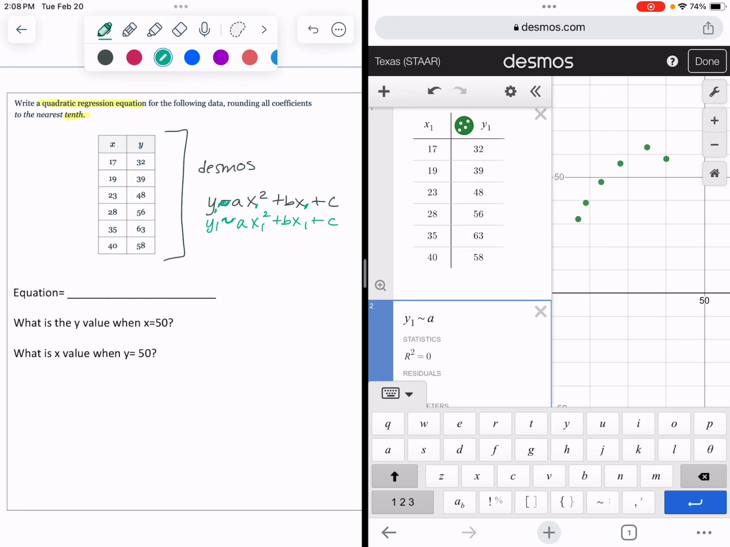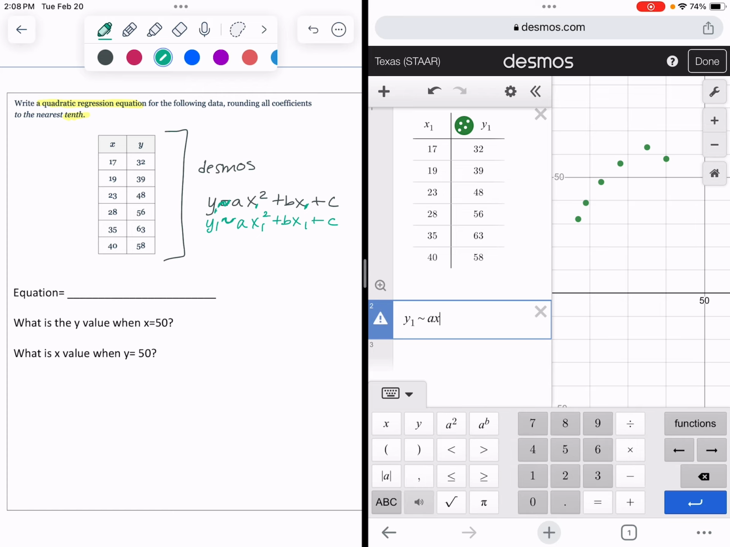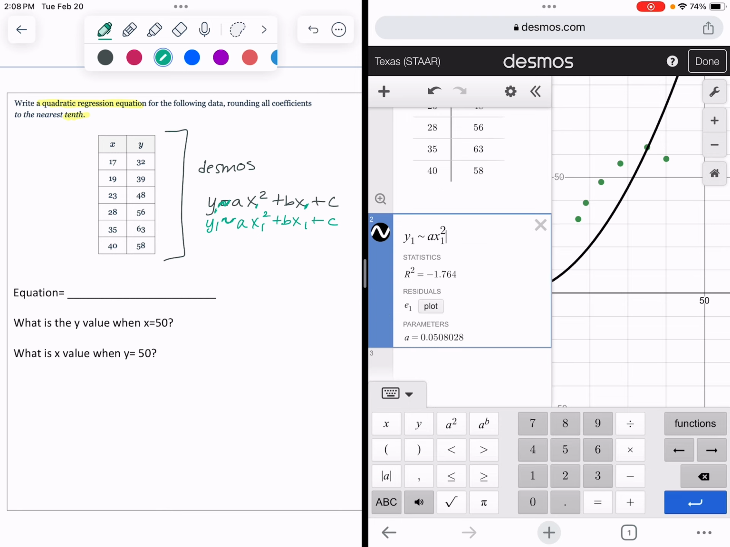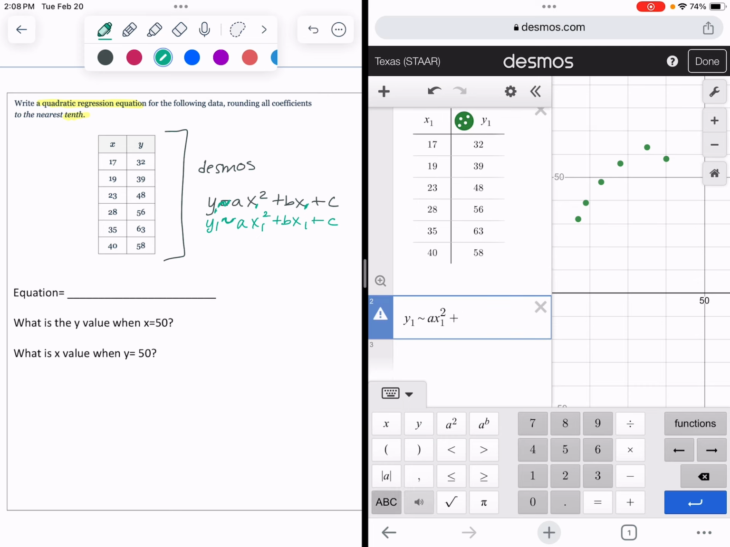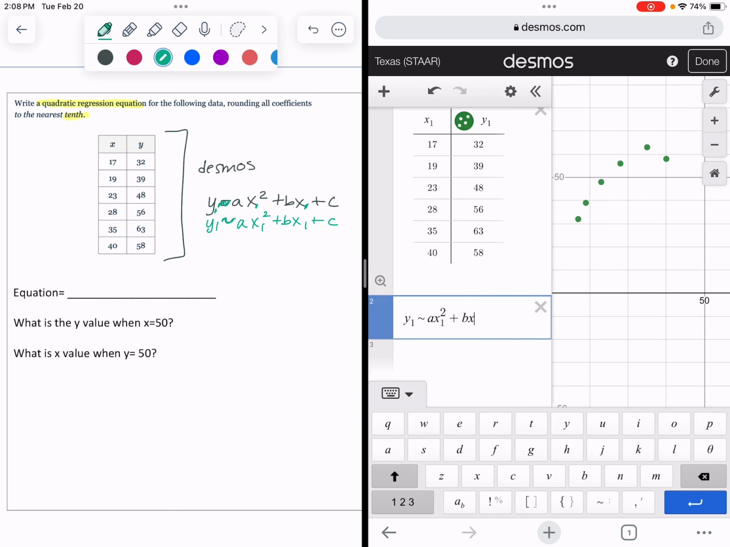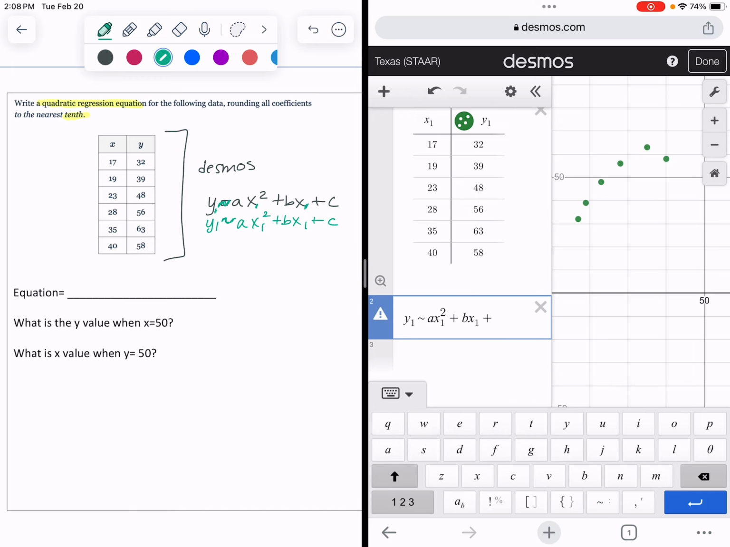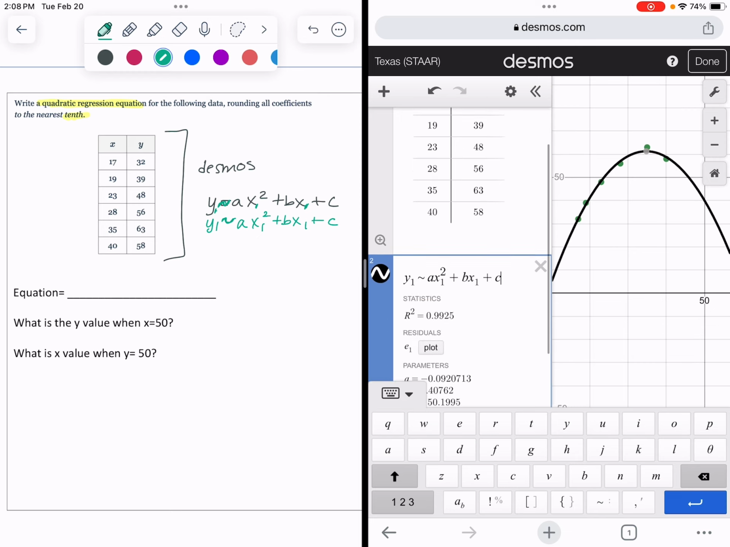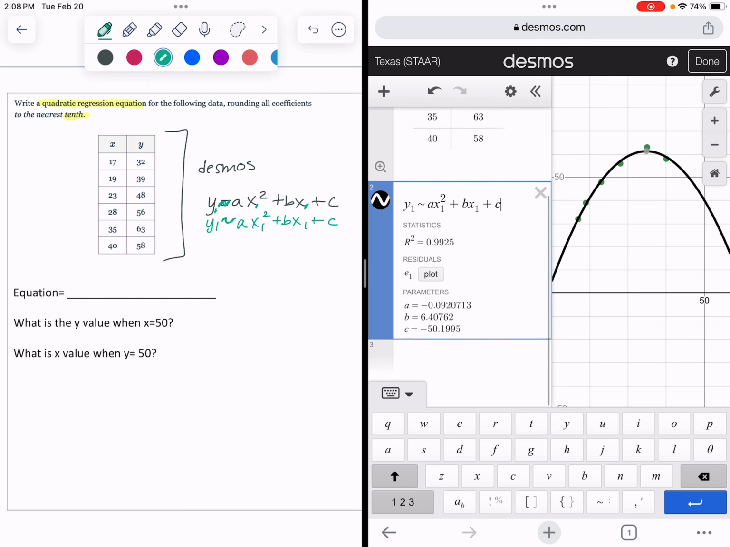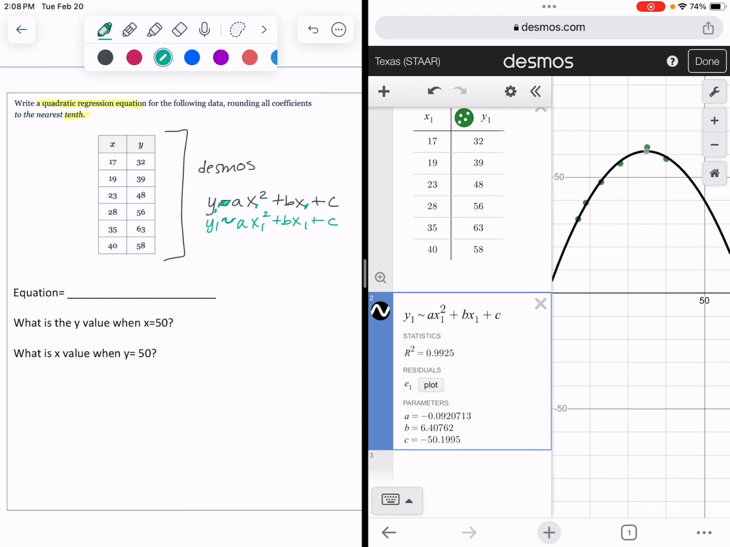And then a, and then x1 squared. That's the hardest part. Just type the 1, then the squared button. Plus bx1 plus c. Okay, and then scroll down to the bottom, you'll see the parameters a, b, and c.